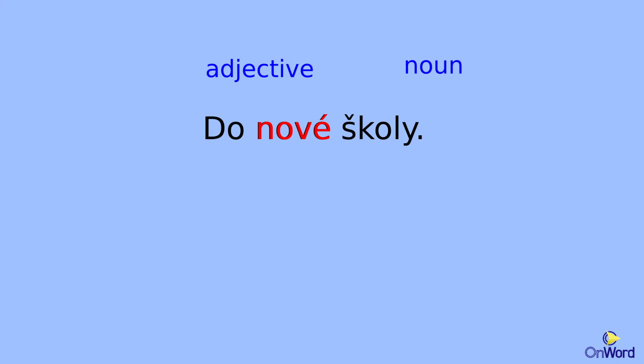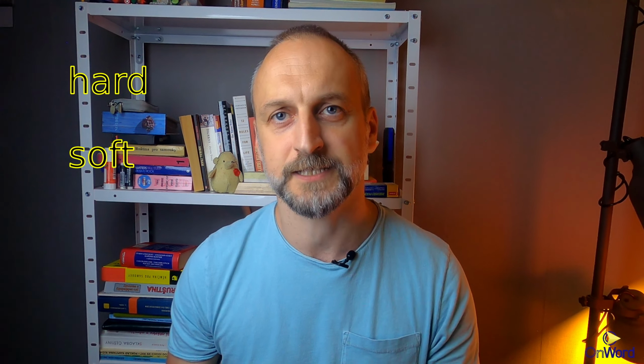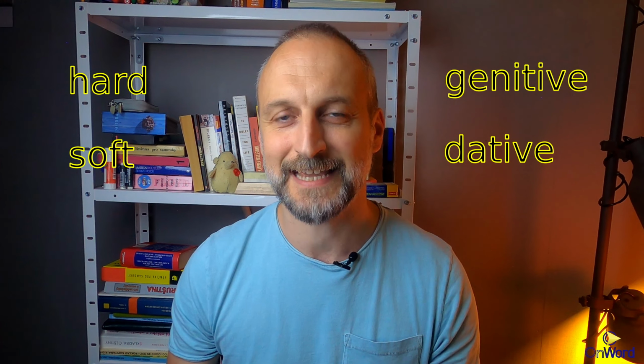When deciding the right suffix of an adjective, you have to look at the noun which is qualified by the adjective, and the final form of the adjective depends on if the noun is singular or plural, and if it is masculine, feminine, or neuter. And of course, there are three basic types of adjectives: hard, soft, and possessive, and the suffixes modifying the adjectives often differ for each of these three types. In this video, we are going to talk about hard and soft types of adjective in genitive and dative cases.